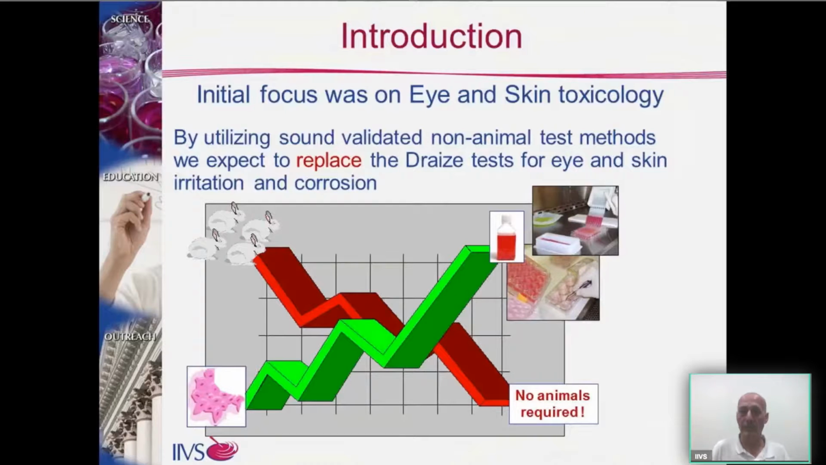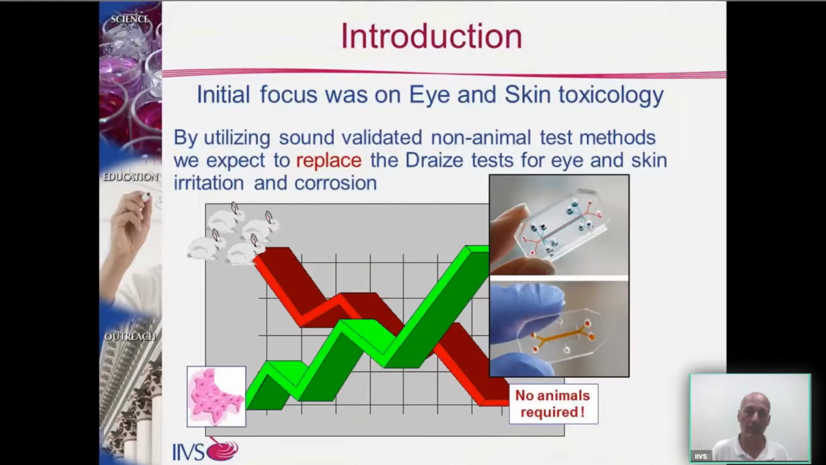By utilizing sound validated non-animal test methods, we really expect to replace these Draize tests for eye and skin irritation and corrosion completely. We can apply a number of different interesting test methods, from monolayer cell cultures to three-dimensional tissue constructs and ex vivo tissue models, all of which we will cover here shortly, with the ultimate goal of not using any animals for testing in the future. And in fact, as the technologies move forward, we're excited to see new applications such as the organ-on-a-chip concepts to really begin to move from the organ and tissue-specific predictions to perhaps a whole animal-type replacement concept.